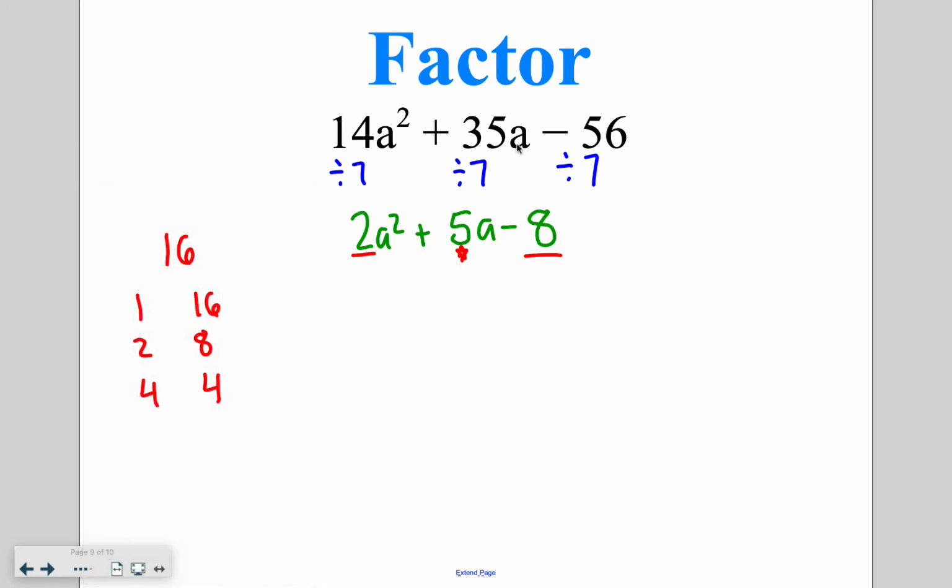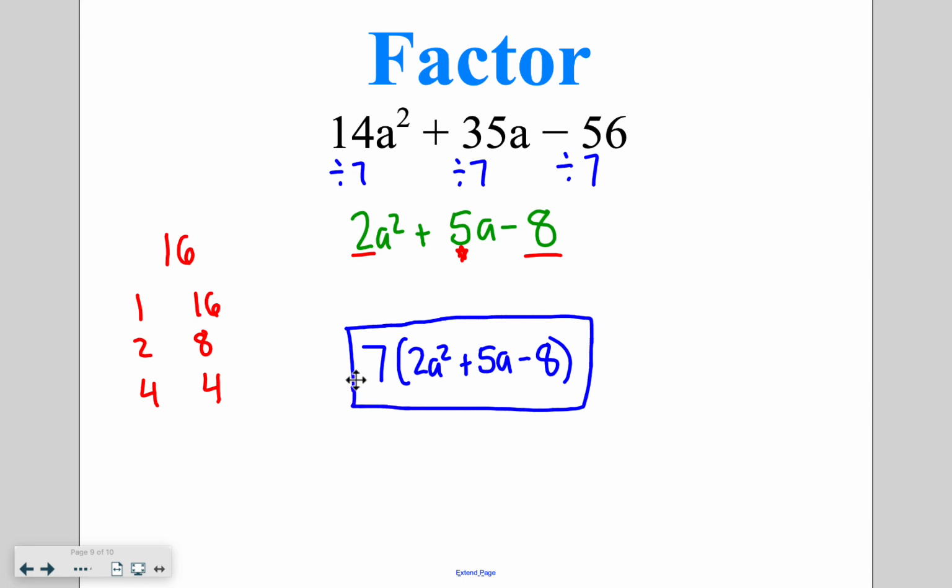However, because we could do this division at the beginning, because there was something we could do, we could take a 7 out, which means we can factor 7, and then the rest of your answer is just 2a squared plus 5a minus 8. So because there was a factor of 7 that could be taken out of each term, it is partially factorable, meaning it is not prime. So taking that 7 out and writing our remaining trinomial is an example of factoring this problem.